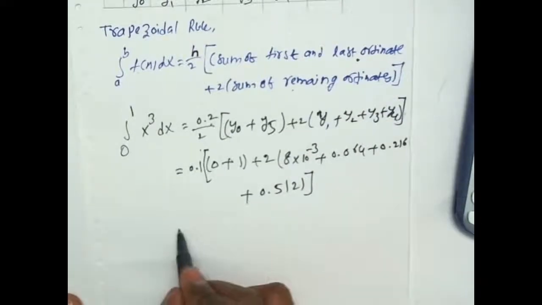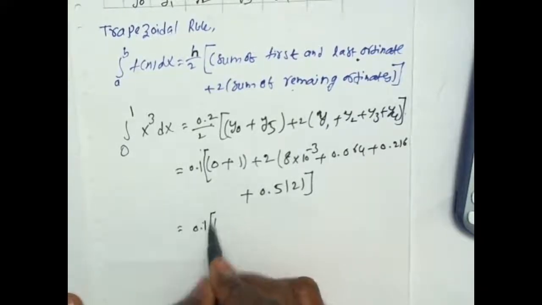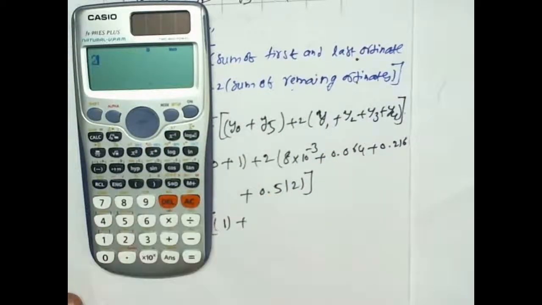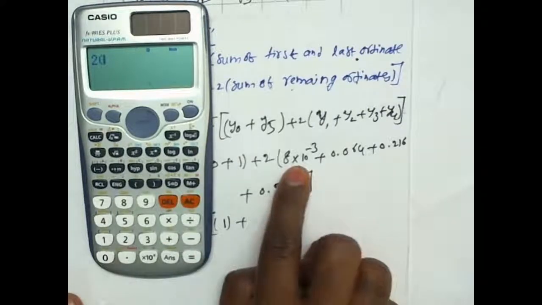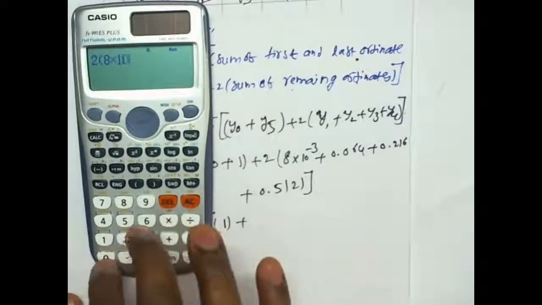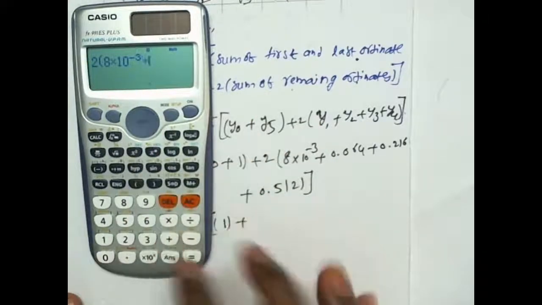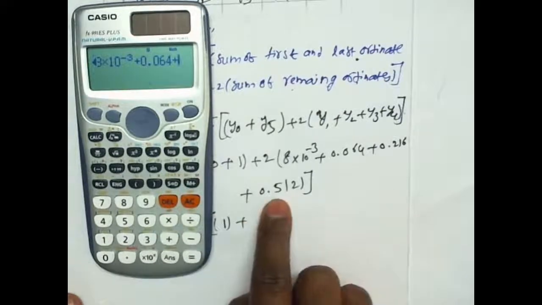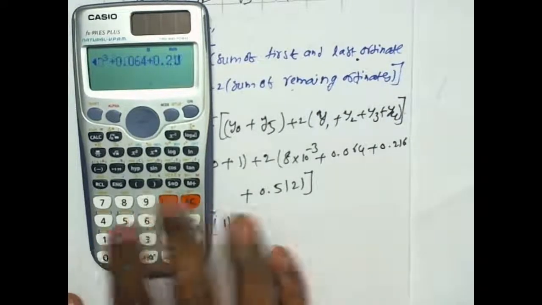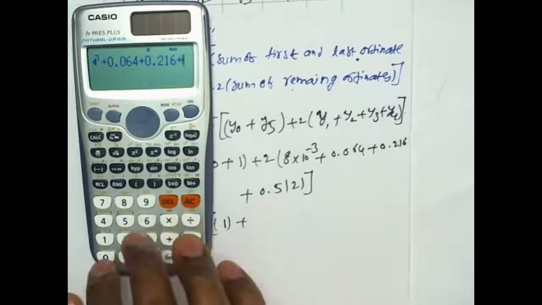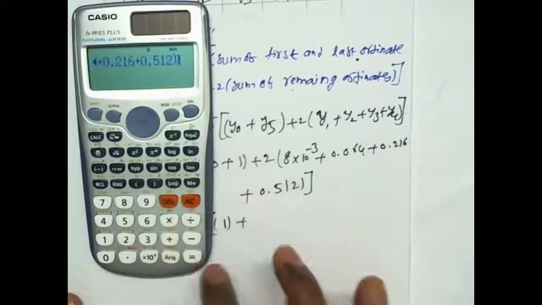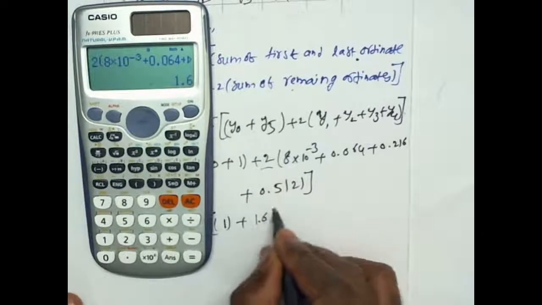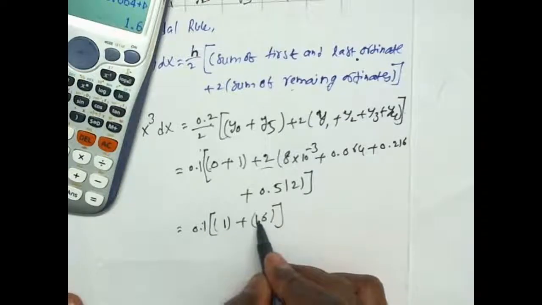Now that equal to 0.1. 0 plus 1 is 1, plus 2 into, first we find this value. 2 brackets: 8 into 10 power minus 3 plus 0.064 plus 0.216 plus 0.512, brackets closed. That equal to how much? 1.6. This total value is 1.6. Okay, this is the 1.